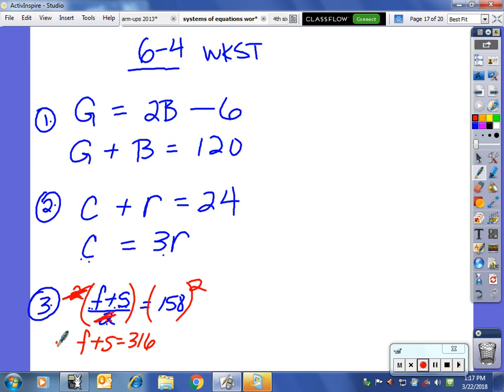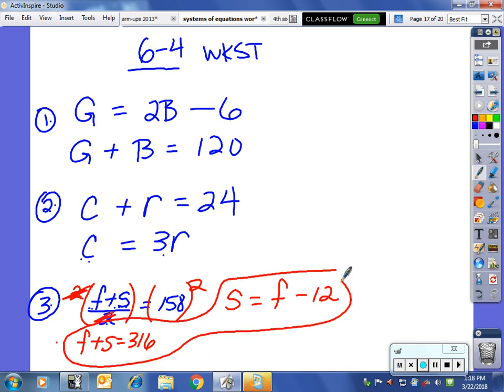The second equation said her second score was 12 lower than first. Second is 12 lower than first. S equals F minus 12. So here's the two equations that I would use to solve that system. You again pick, do you want to use substitution? Do you want to bring this F over and make the F's cancel out? It would work easily for either method.